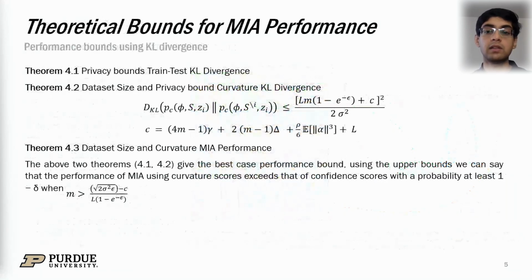We presented three theoretical results in our paper. First, we focused on the KL divergence between train and test examples under a differential privacy setting for confidence-based methods. Theorem 4.2 addresses the same for curvature-based methods, demonstrating that their performance is bounded by two parameters, the privacy parameter epsilon and the dataset size m. Finally, Theorem 4.3 establishes that beyond a certain dataset size, curvature-based methods outperform confidence-based methods.